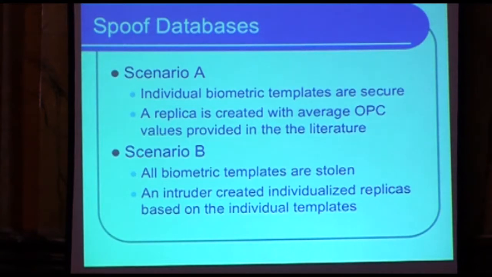In the spoof scenario, we have considered 2 scenarios. Scenario A, the intruder does not have access to the biometric templates, and he creates a mechanical replica of the eye based on the values that are available from the literature. And scenario number 2 is that all biometric templates are stolen, and then the intruder has the financial capability to recreate, based on the template, the exact mathematical replica, and then present it to the system.